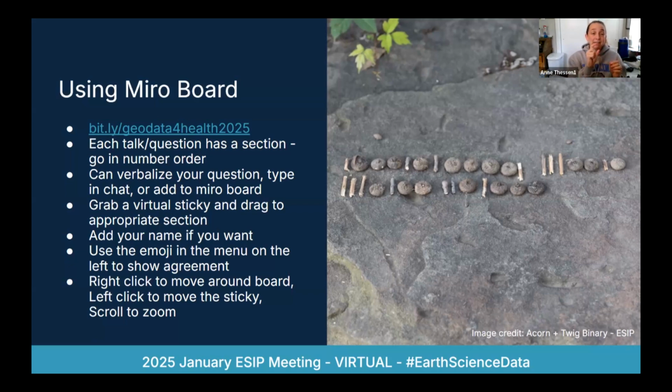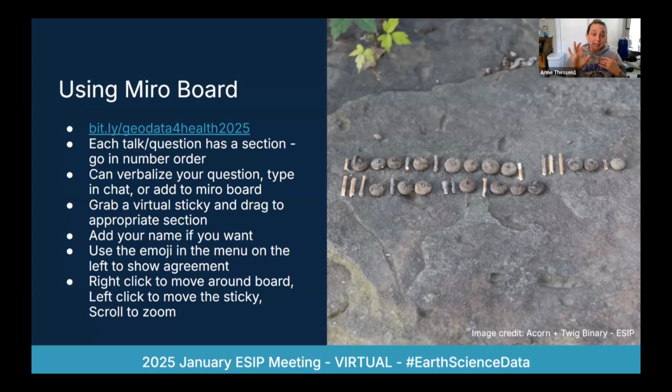So go ahead and, in order to do a question or a comment, just grab one of the virtual stickies that have been created on the left and drag it to the appropriate section. Add your name if you want. If you're familiar with Miro, you can create your own sticky, or you can even add a little emoji to the sticky to say +1 or thumbs up, I agree with this one, if you don't want to duplicate stickies.